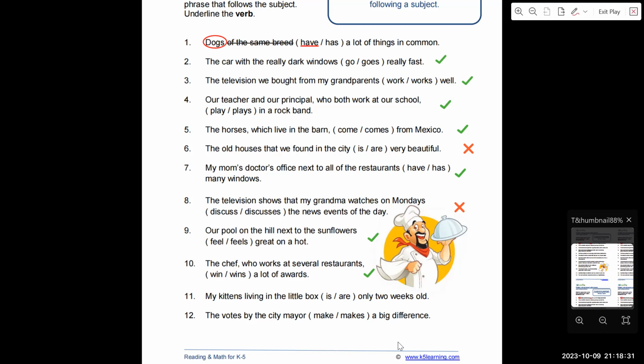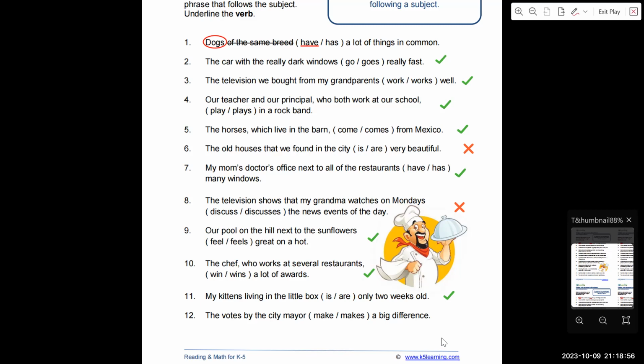Number 11. My kittens live with the little fox are only 2 weeks old. That's correct. Last one. Yeah, that's correct. Are only 2 weeks old.